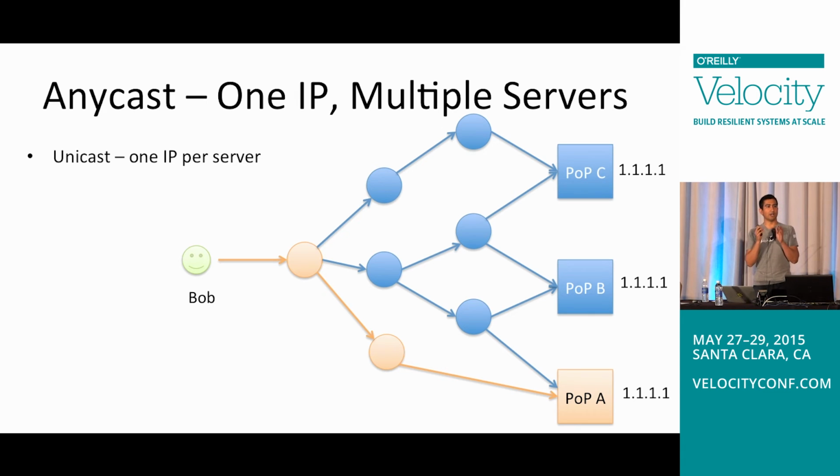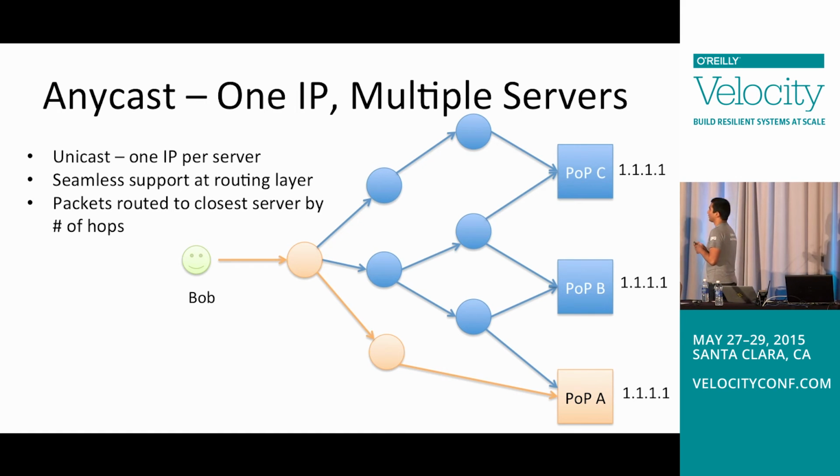Each POP had its own unique IP address, and we are using DNS to route users. Now what you can do is you can actually configure all the POPs, POP A, POP B, POP C, to have the same IP address, 1.1.1.1. And Anycast would just work. Anycast is seamlessly supported at the routing layer. BGP, the routing engine of internet, supports it.